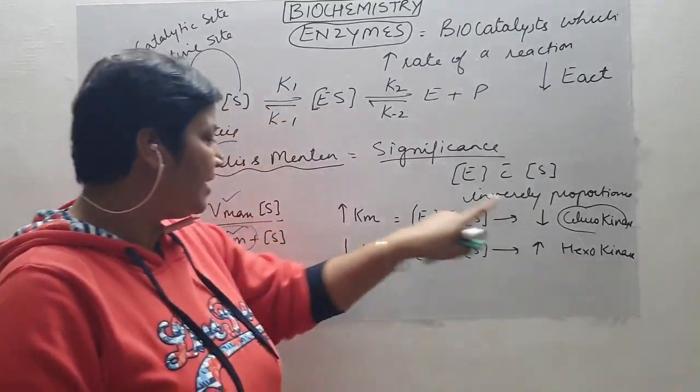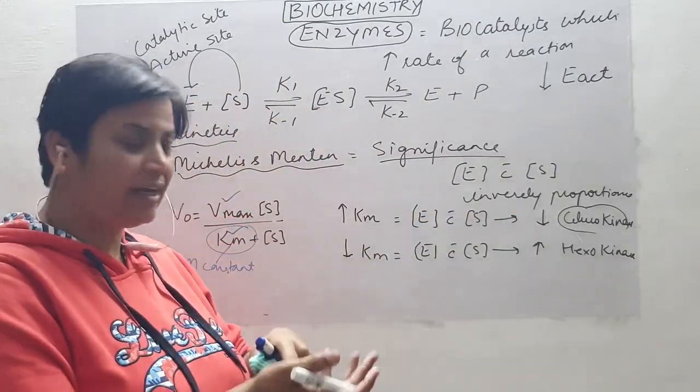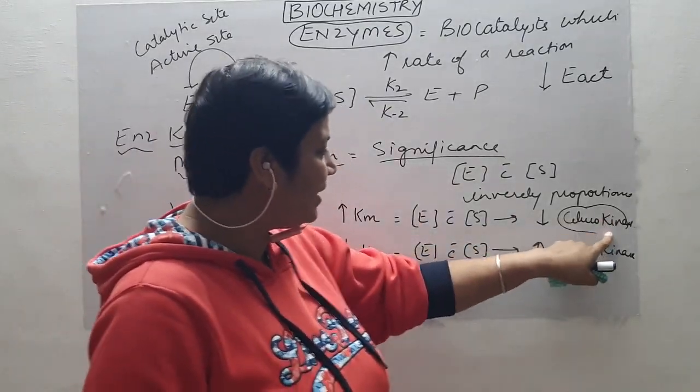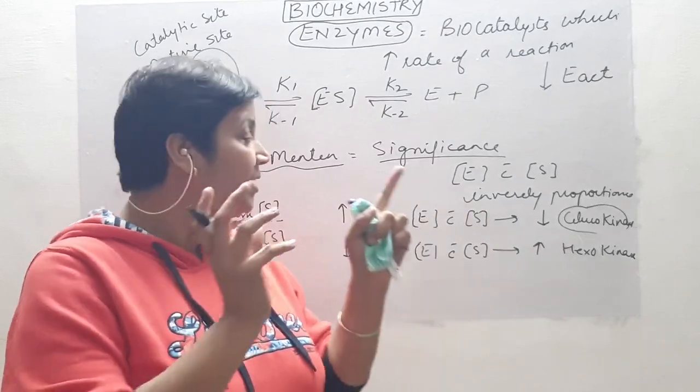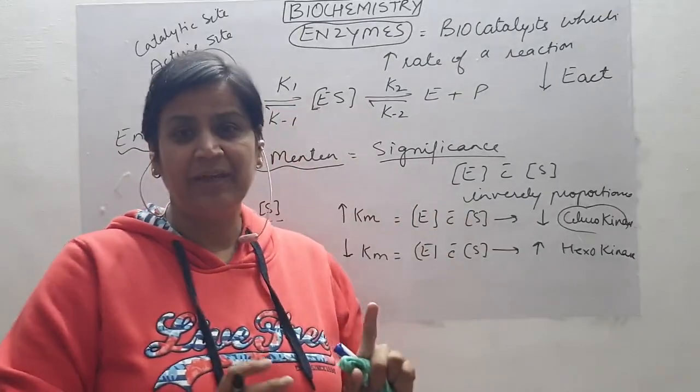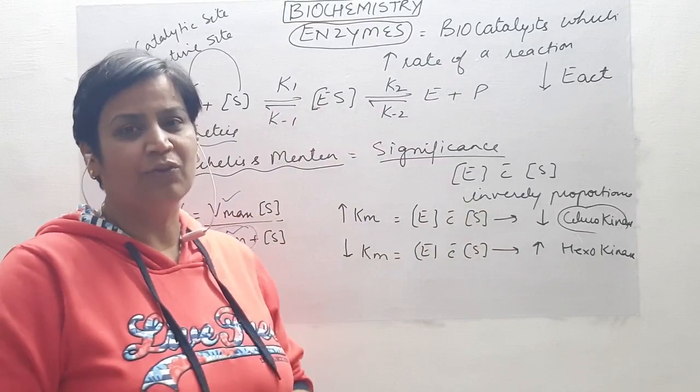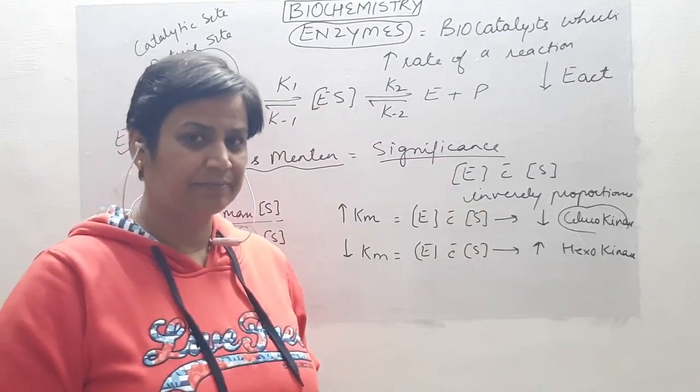So hexokinase has low Km, high affinity. On the other hand, glucokinase has high Km, low affinity. And the significance of Km is that it depicts the affinity of the enzyme with the substrate.